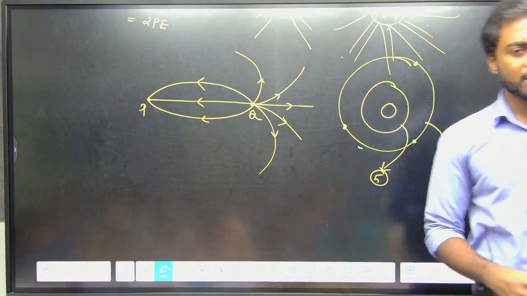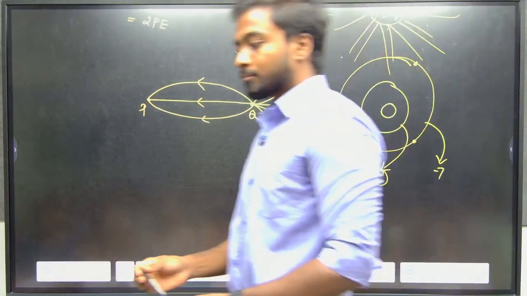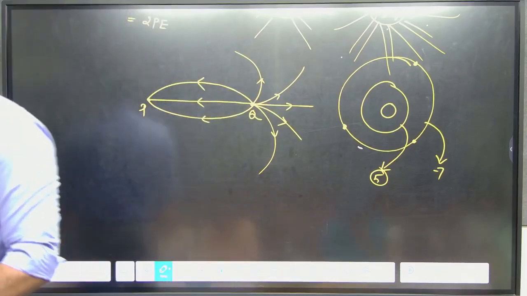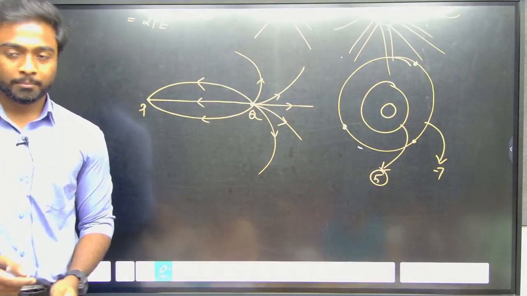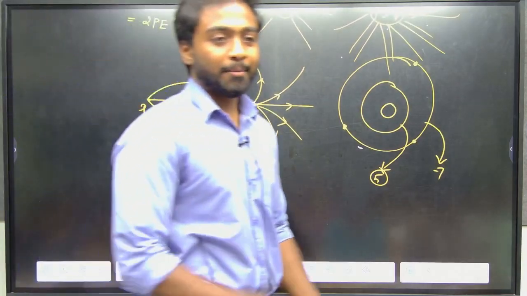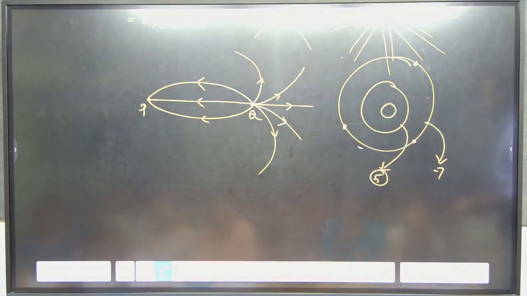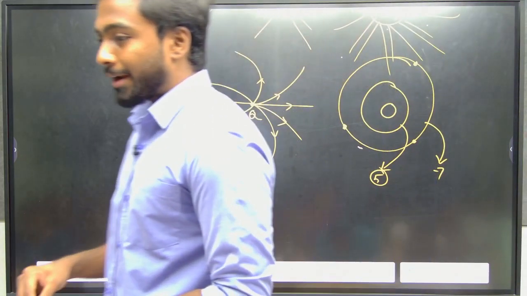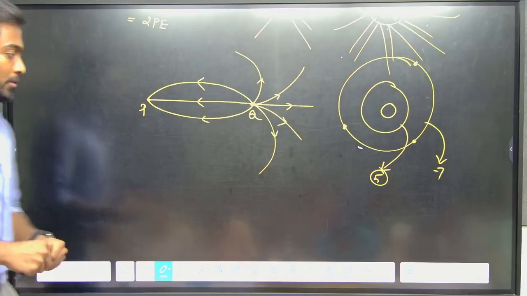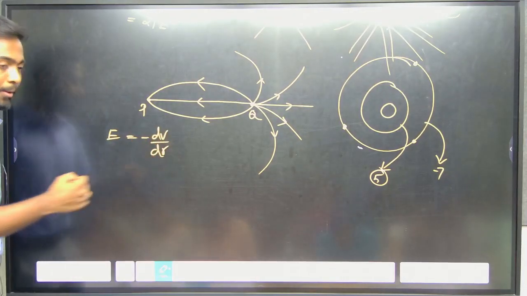And what is the relation between potential and electric field? Potential and electric field. E is equal to minus dV by dr. E is equal to minus dV by dr. Okay.